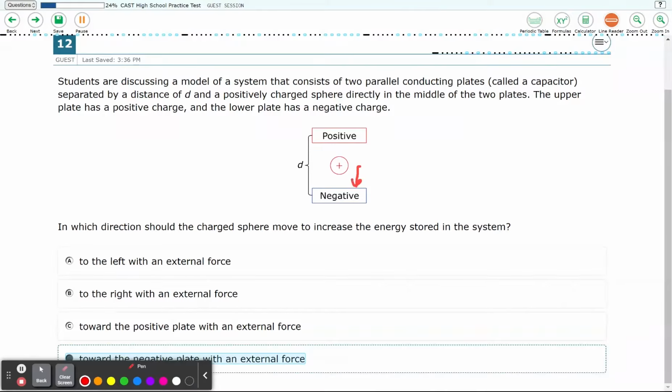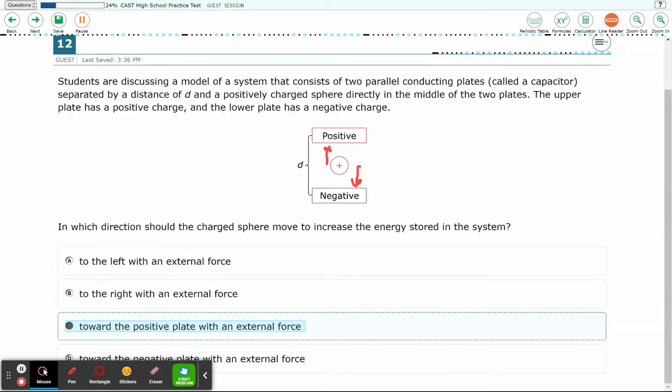Well, to remember that, most of you have a pretty good understanding of gravitational potential energy and the idea that if we lift up against the pull of gravity, in other words, we make it higher, then it will increase its potential energy. Well, the same thing here for charges. When we pull it against the direction it's naturally being pulled, then that's going to give it more energy. So if we want to give more energy to this positive charge, we have to push it the opposite direction that the electric field is pushing it. That would be C, toward the positive plate with an external force.